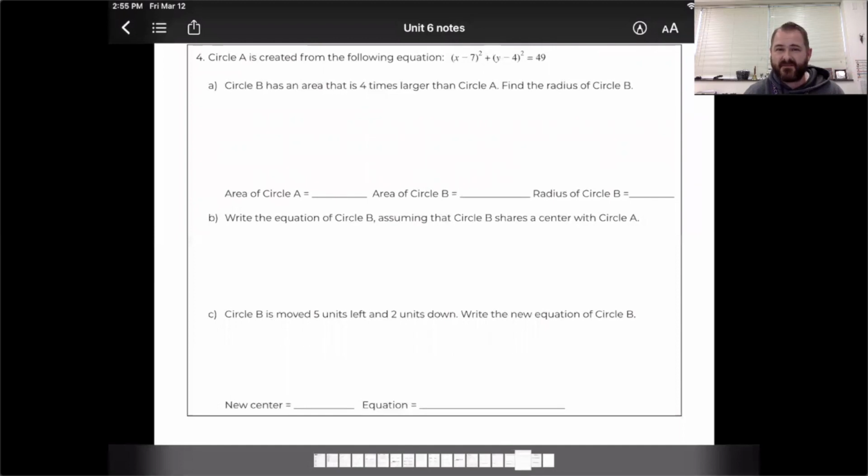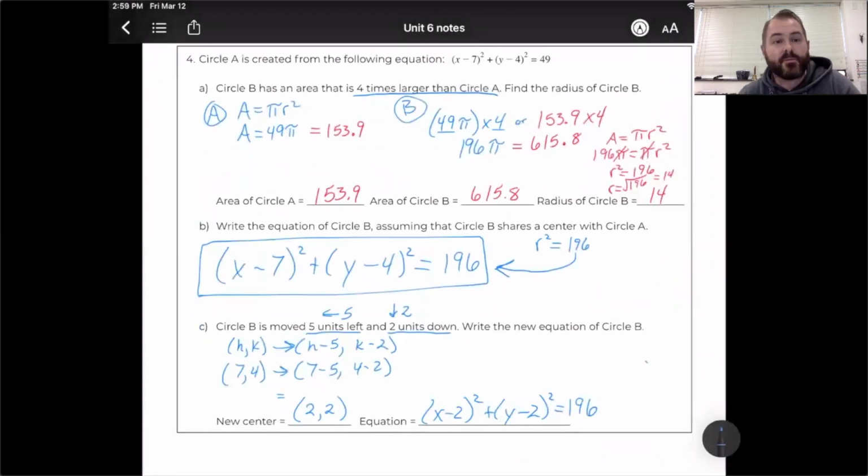All right, if you've had enough time, you should be ready to check this answer. If not, keep it paused. Otherwise, these are the answers you should get. Okay, for part A, we start with our original equation here. So notice that r squared equals 49. So we start by finding the area of circle A. Area is pi r squared. R squared is 49, so we just do 49 times pi, which is about 153.9.